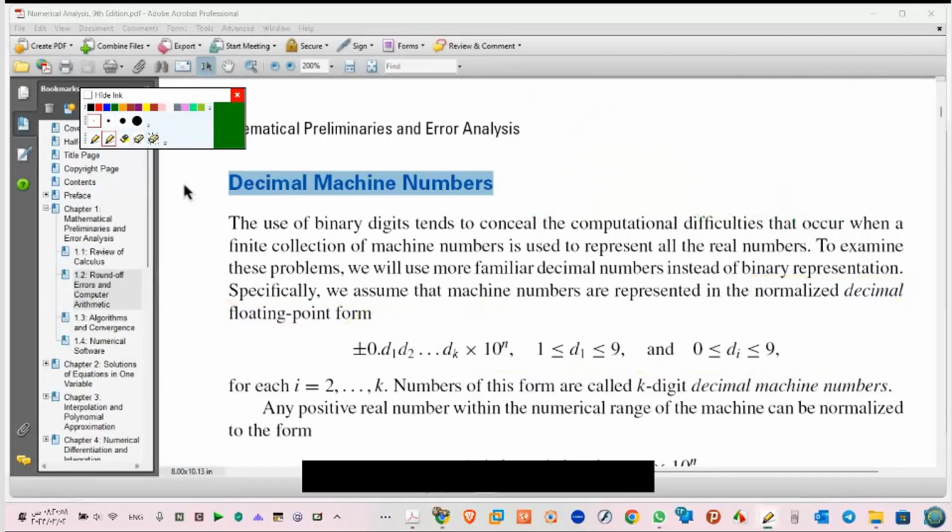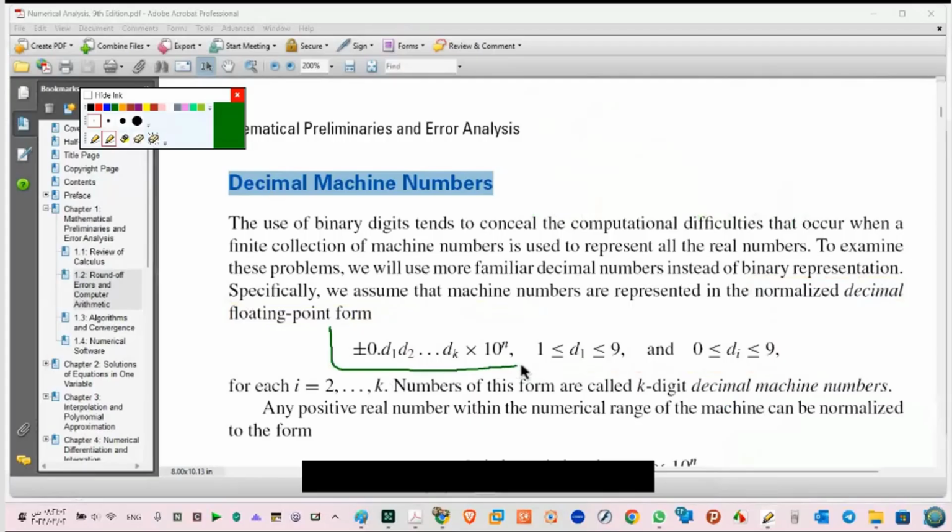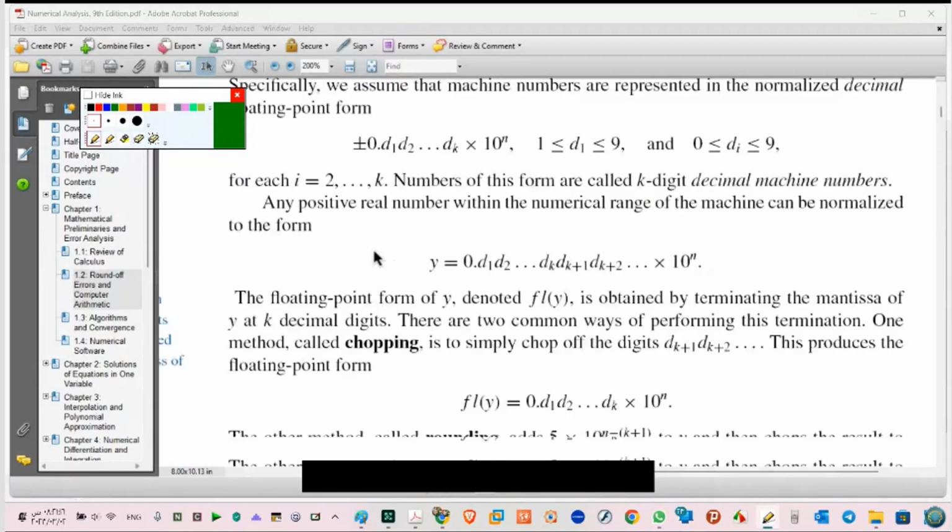Now, first of all, I want to write this in this form. This is called normalized decimal floating point form. Keep this in your brain now. I will explain later about this number. How can I write this number? First of all, this is a decimal number that we're going to use inside our computer.